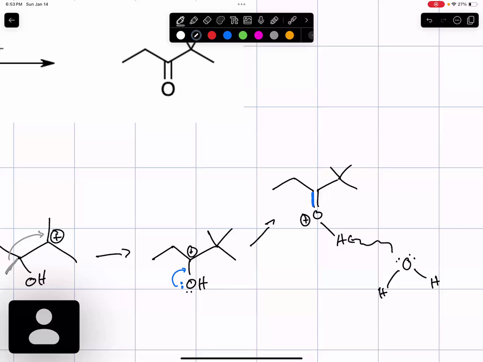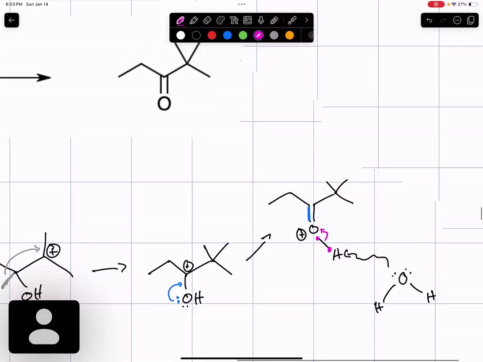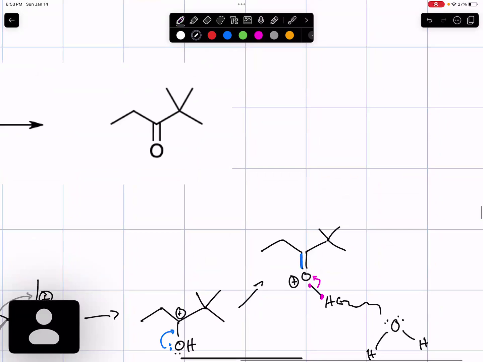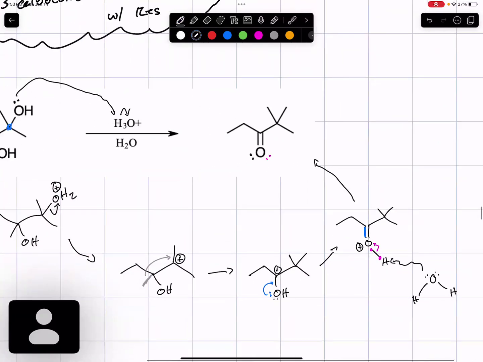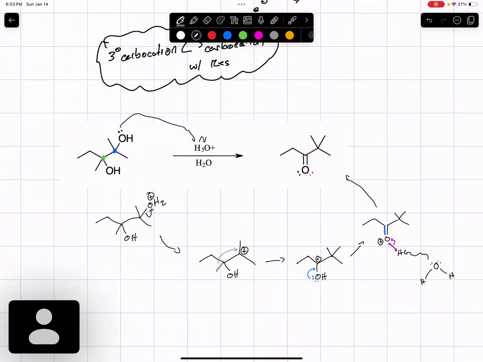To get rid. So now electrons here being shared are now donated back to oxygen. And that forms our product. Still has that lone pair and another lone pair that it never lost. Okay? Do we feel comfortable?